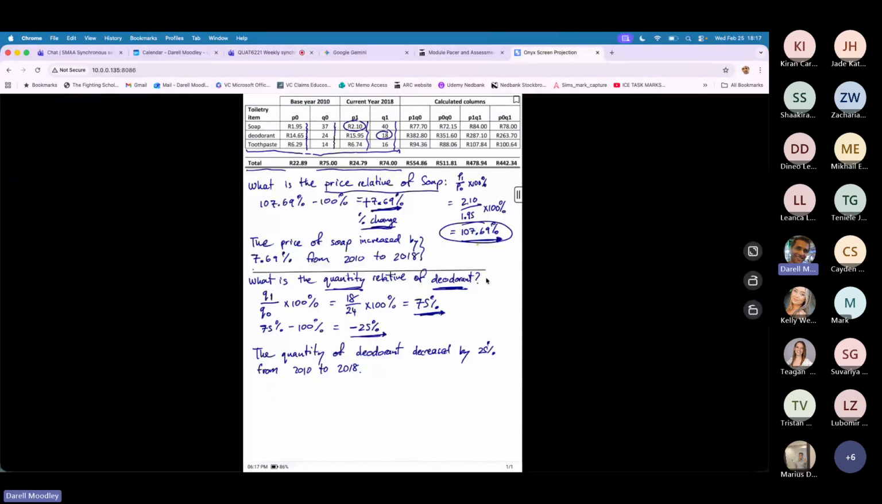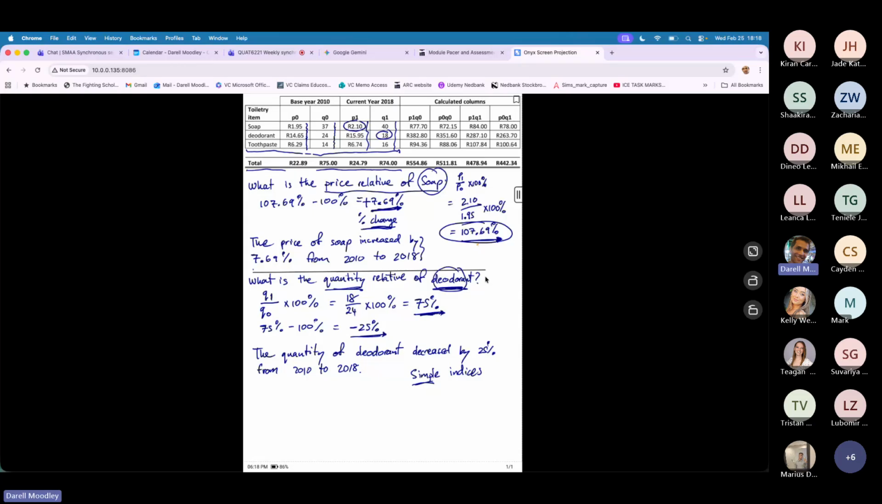All right. Okay. So far, what we've done is we've done price relatives and we've done quantity relatives. So these are examples of simple indices. Why simple? It's not so much because of the calculation being simple, it's more because you've only looked at one item at a time. So for the first question, we only looked at soap in isolation. For the second one, we only looked at deodorant in isolation.